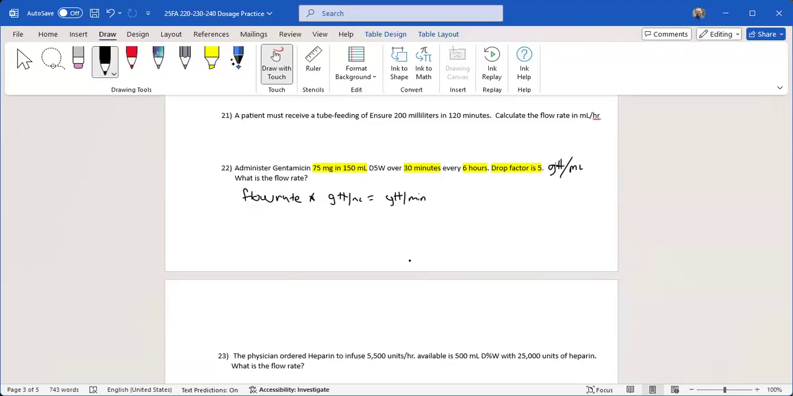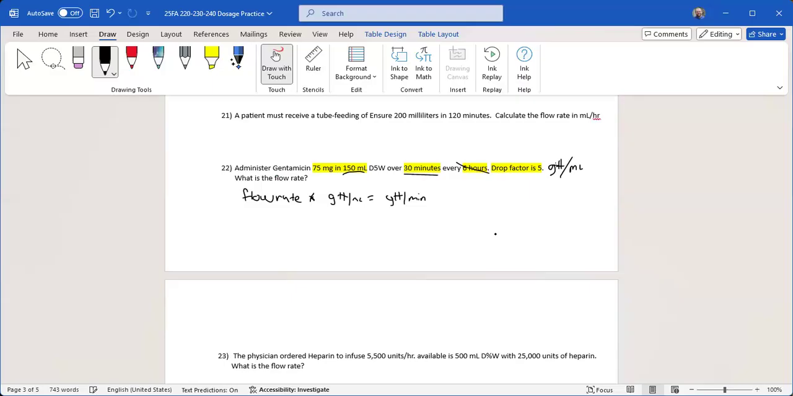So how do I get my flow rate? What is a flow rate? Flow rate, as you've learned over the years, is volume over time. So what volume do I have? I have 150 milliliters. What time do I have? Well, I have two times. I have 30 minutes and I have 6 hours. Which one am I going to use? Well, this is telling you to administer the gentamicin, 75 milligrams in 150 milliliters, dextrose 5% water, over 30 minutes. This is the time I want to use.